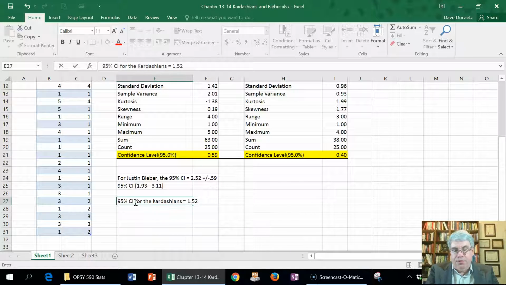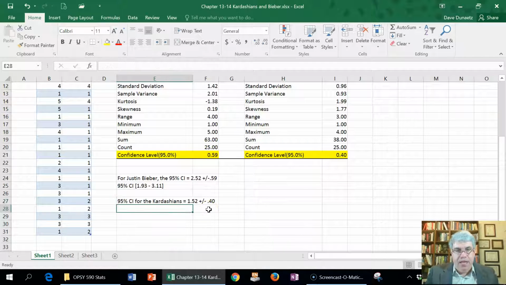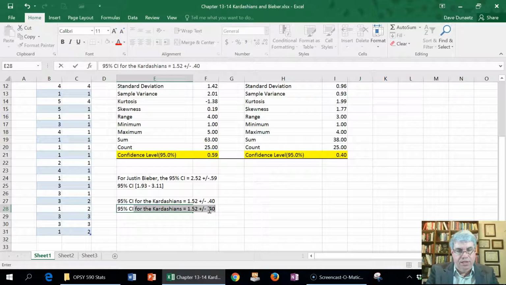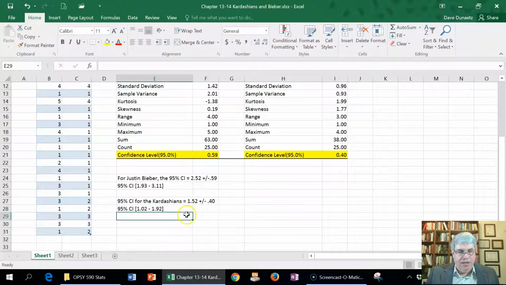Now for the Kardashians, we can write the 95% confidence interval for the Kardashians equals 1.52 plus or minus 0.40. So less variation with the Kardashians. And that means that the 95% confidence interval with the square brackets goes from 1.02, because that's 1.52 minus 0.40, to 1.92. So here we can see that the confidence interval does not even contain 2, much less 3. So we can be pretty sure that people have a pretty negative view of the Kardashians here. So that's how we calculate 95% confidence intervals, and this shows how we can interpret them also.